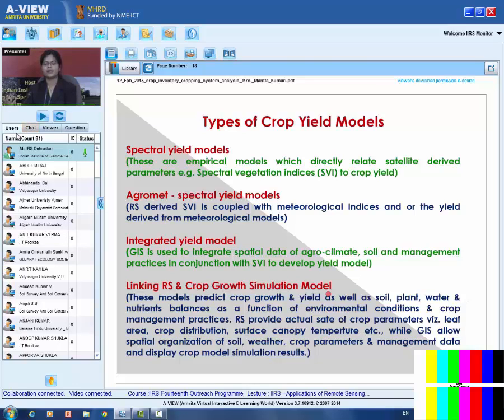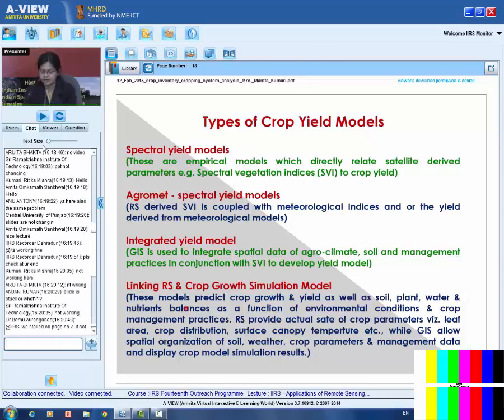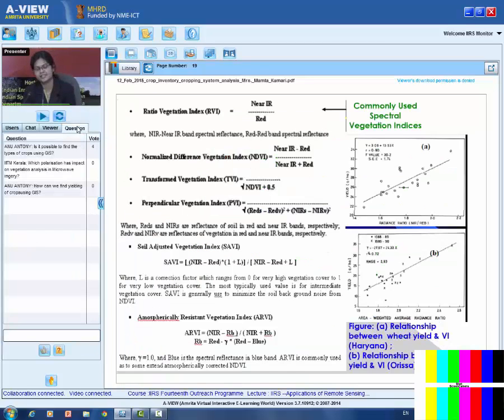So environmental condition means we are considering the solar radiation, the air temperature of that area, everything, weather parameter, climatic parameter. We are saving soil layer, we are saving crop management practices layer, we are saving the boundary, etc., everything related with the crop into the GIS, and we are linking that GIS data with the crop growth simulation model to estimate the crop yield.